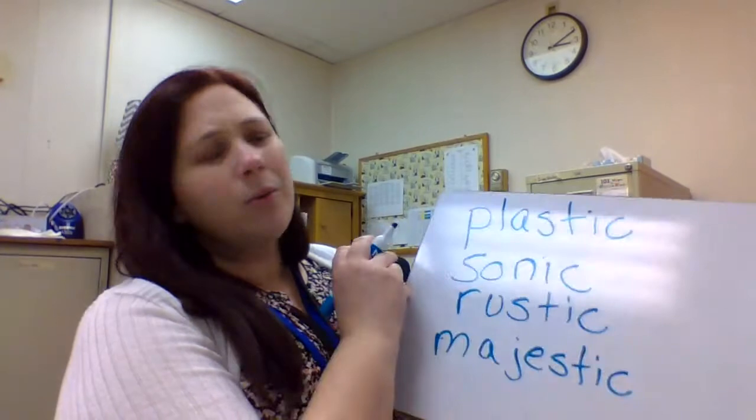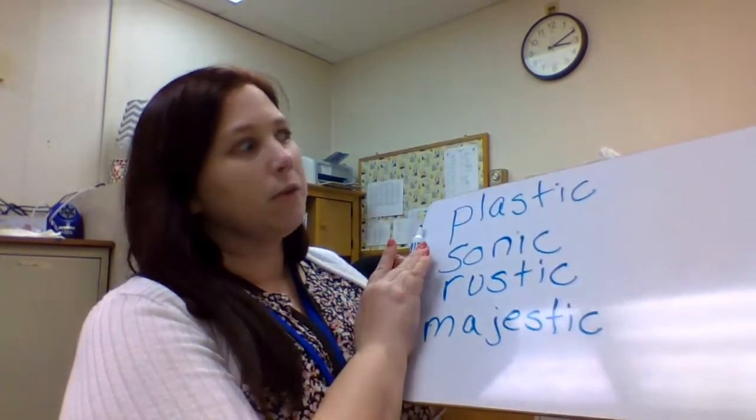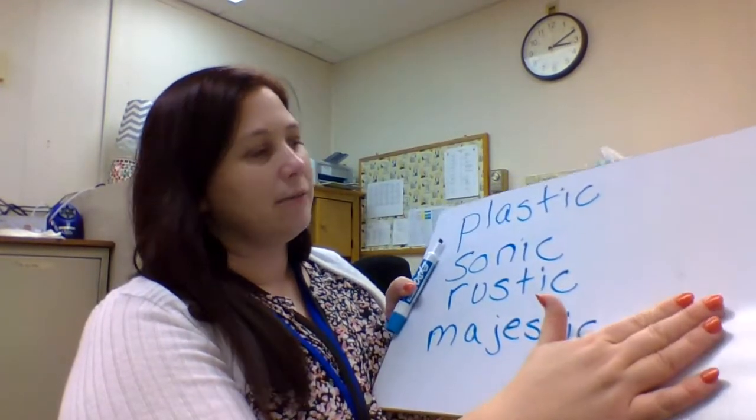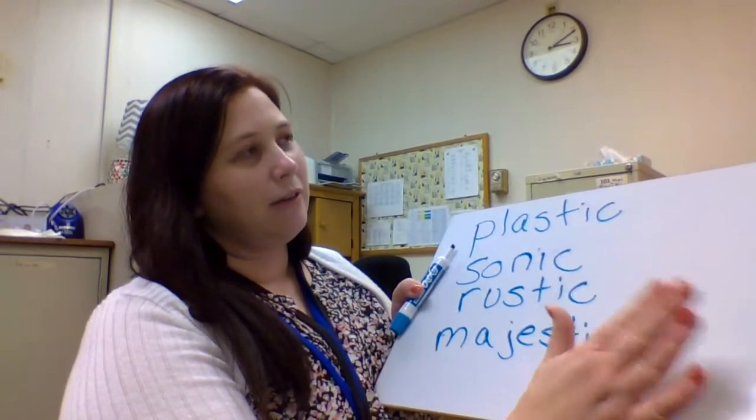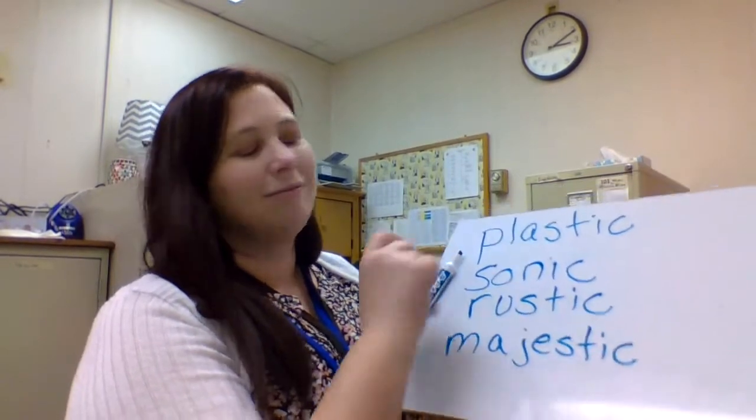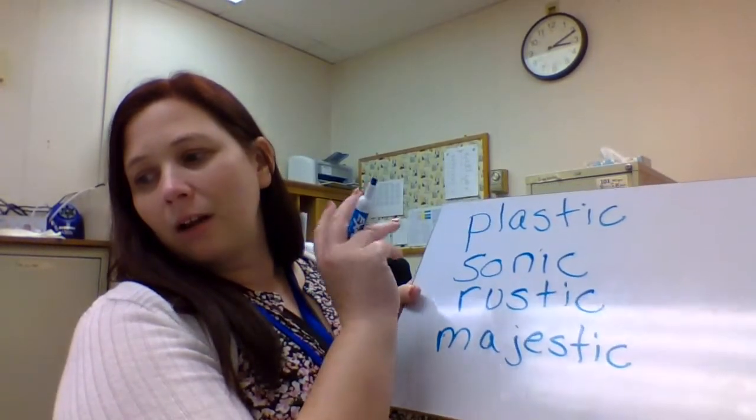Let's look at these words. Plastic, sonic, rustic, and majestic. Ooh, I love that word. It just sounds so majestic. All right, what do we notice about these words? How many syllables are in there? Plastic, sonic, rustic, majestic. All right, what are we noticing?